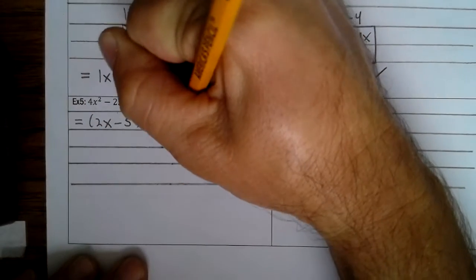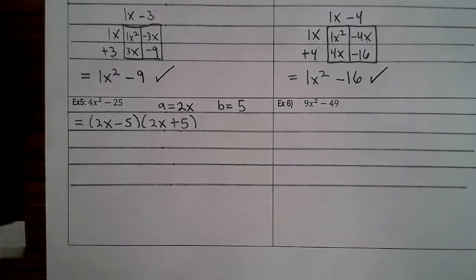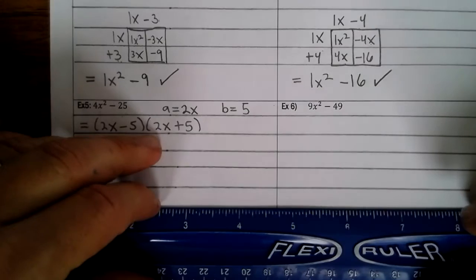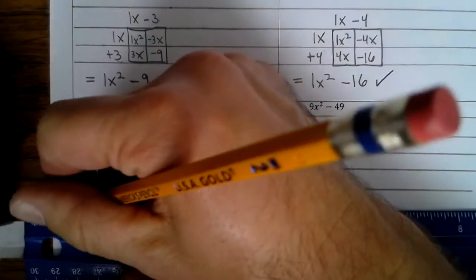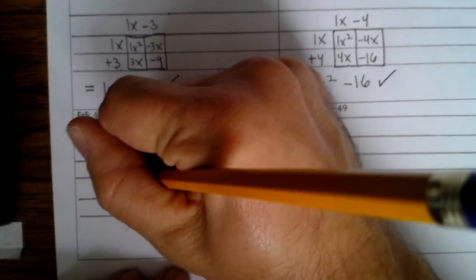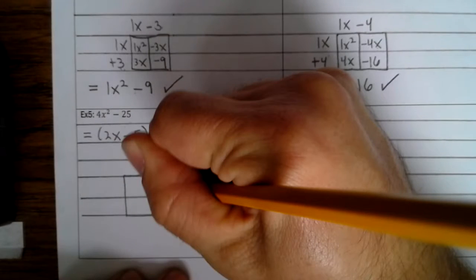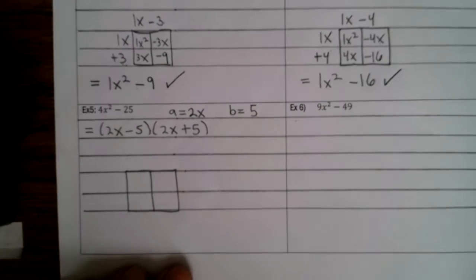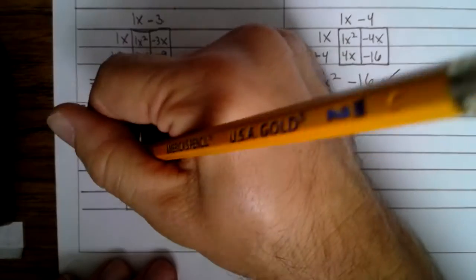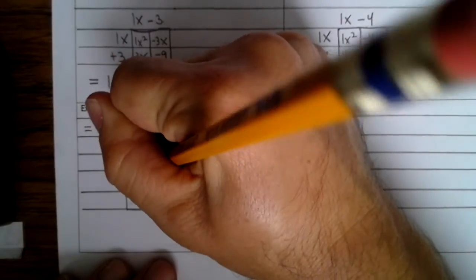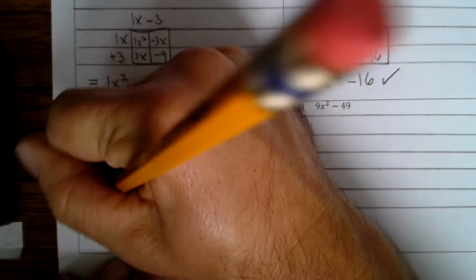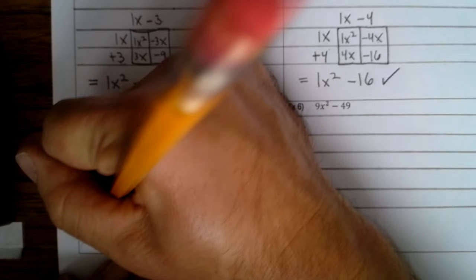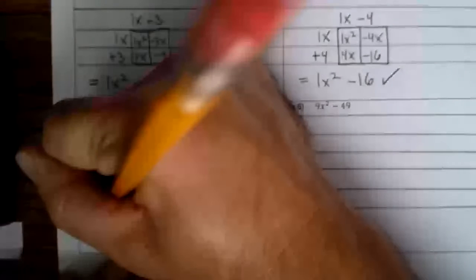And again, you want to, I'm going to add a line here. And you want to multiply, okay, to see if this works. So 2x minus 5 and 2x plus 5. And if we multiply this, we know we factored correctly, we'll get 4x squared minus 25.